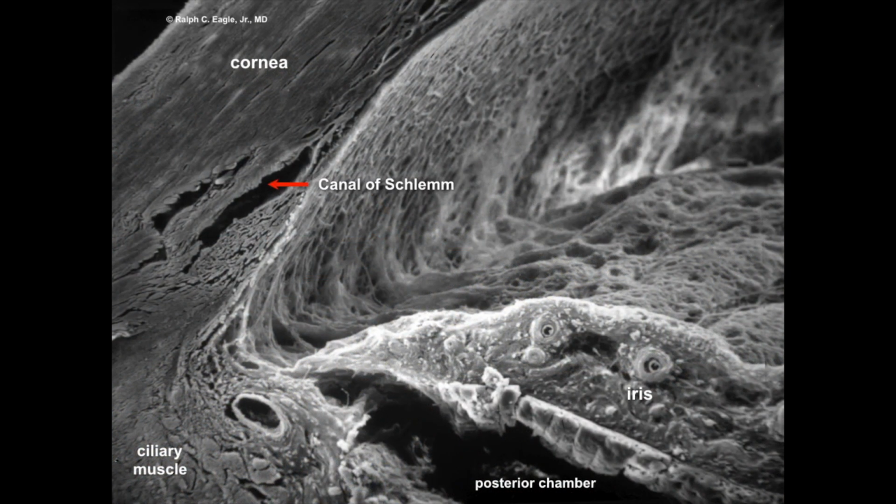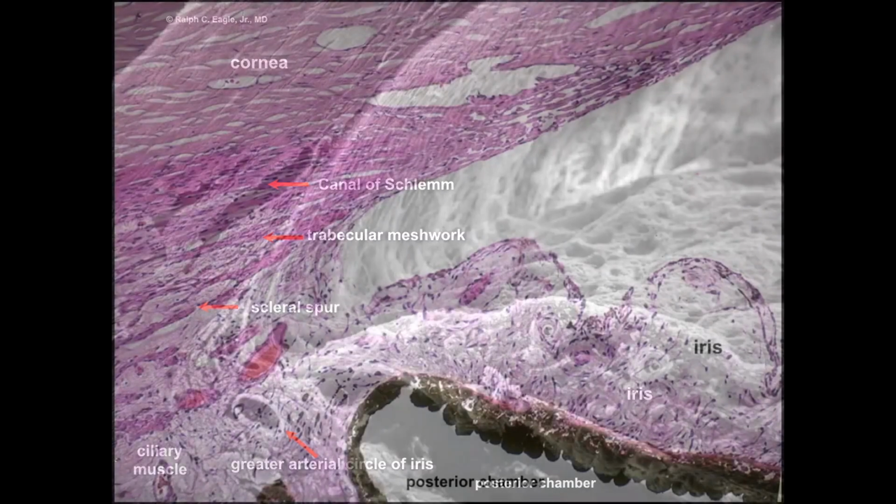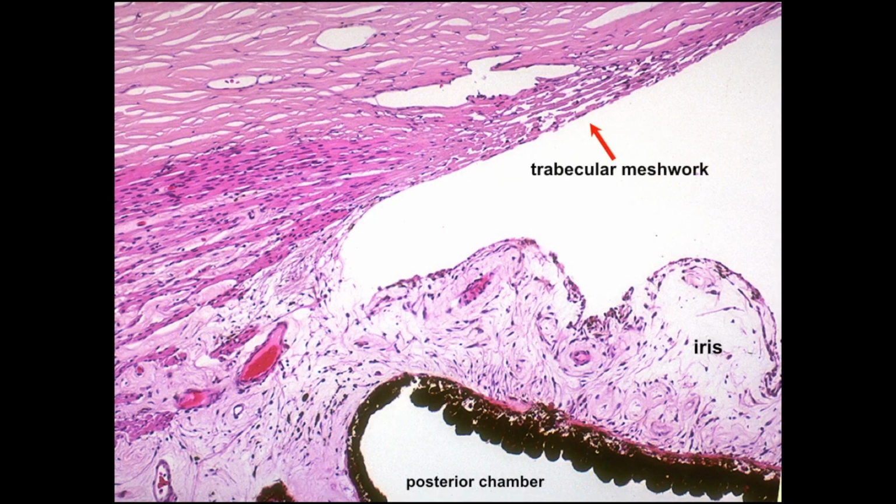Schlemm's canal, the trabecular meshwork, the scleral spur, and the greater arterial circle of the iris are seen in this scanning micrograph and in the following light micrographs.